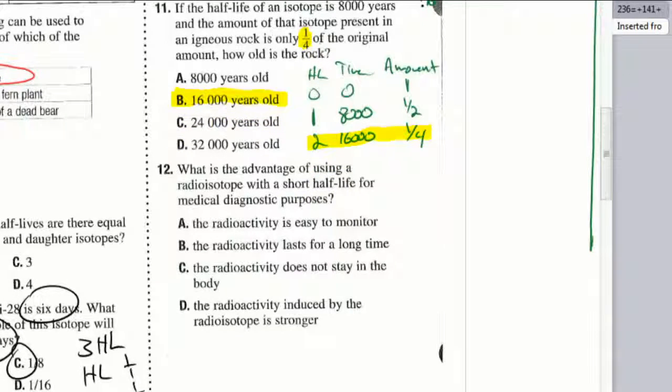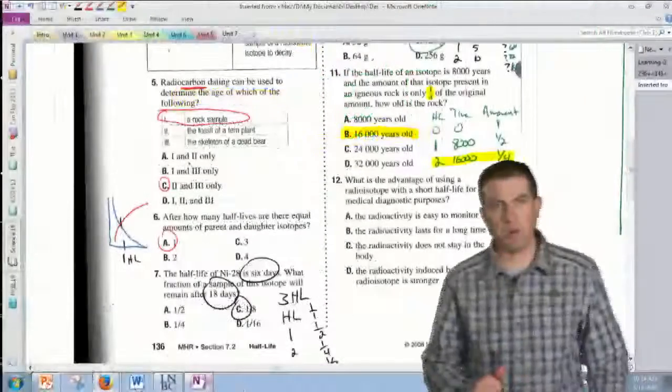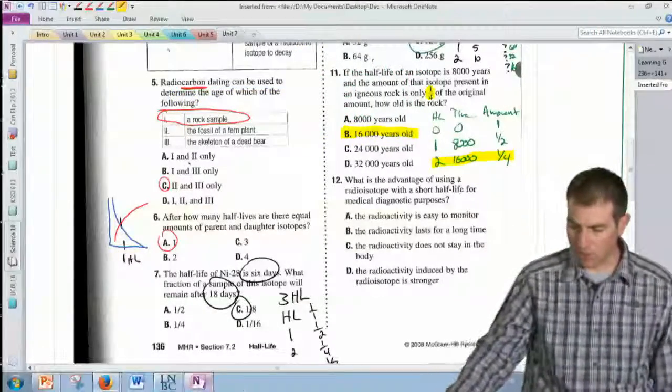And the last one. What is the advantage of using radioisotope with a short half-life for medical diagnostic purposes? The radioactivity is easier to monitor, the radioactivity lasts for a long time, the radioactivity does not stay in the body, the radioactivity induced by the radioisotope is stronger. What are we thinking? Why would we want to use something with a short half-life?